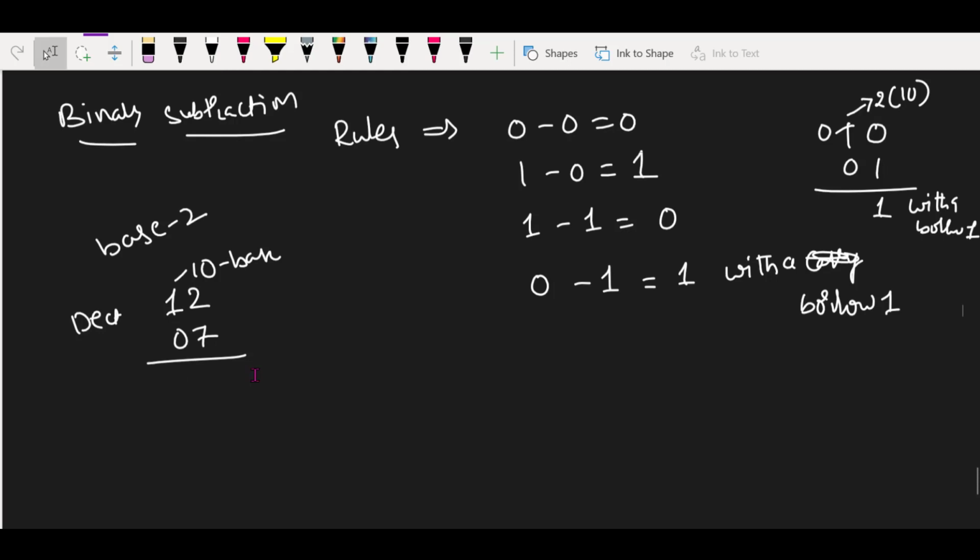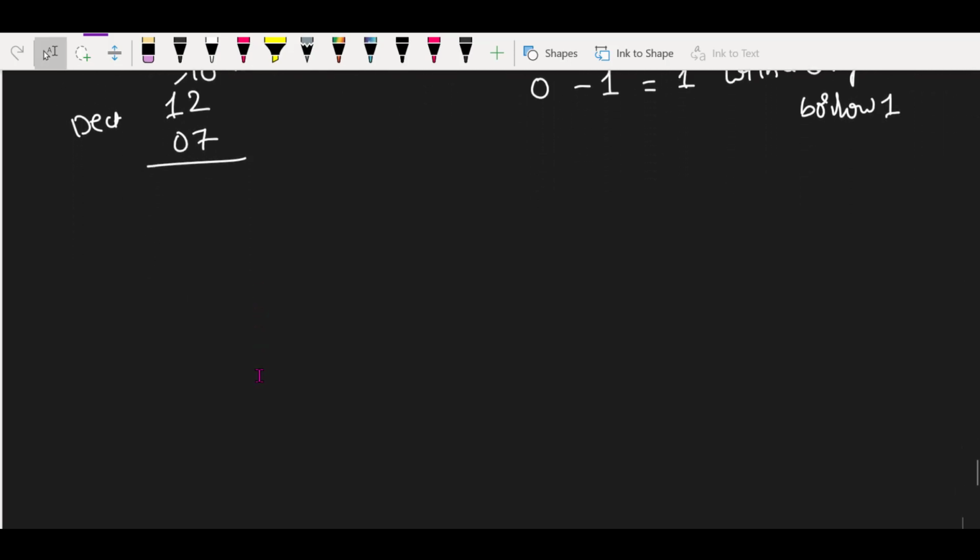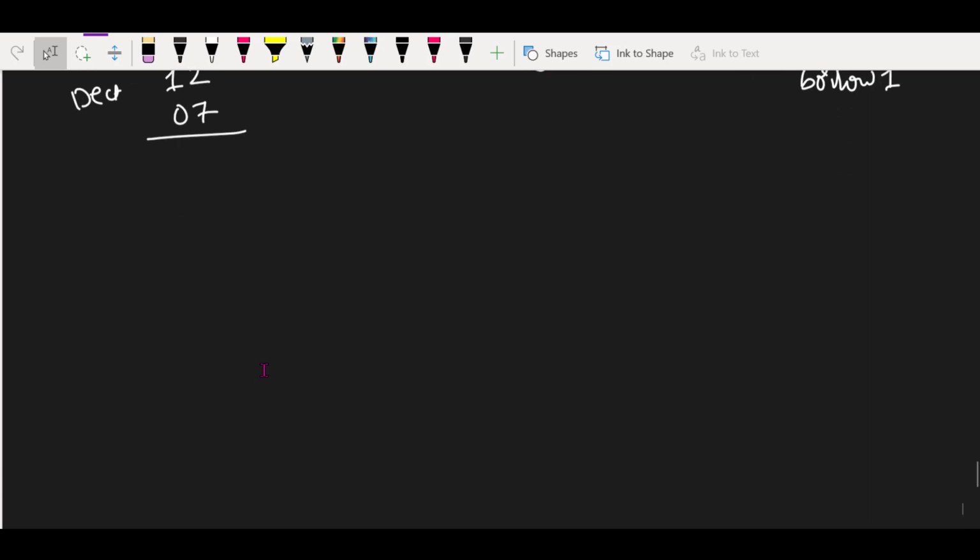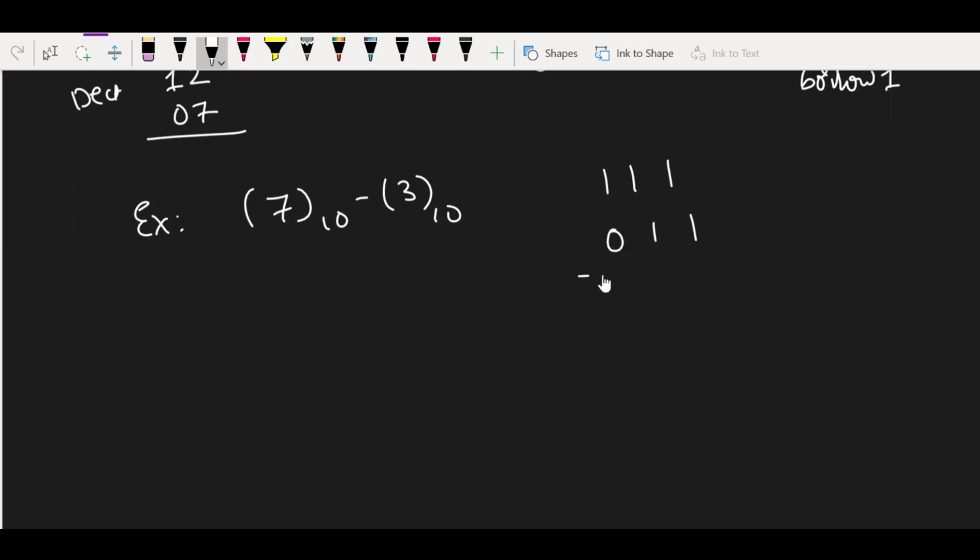Now we'll try to see a simple example on how to do the subtraction of two numbers. Just take 7 minus 3. 7 will be 1 1 1. 3 will be 0 1 1. So 1 minus 1 will be 0. 1 minus 1 will be 0. 1 minus 0 will be 1. So 1 0 0 will be equivalent to 4 in the decimal numbers. Now it is very clear. I will try to take another example where the borrow operations are involved.